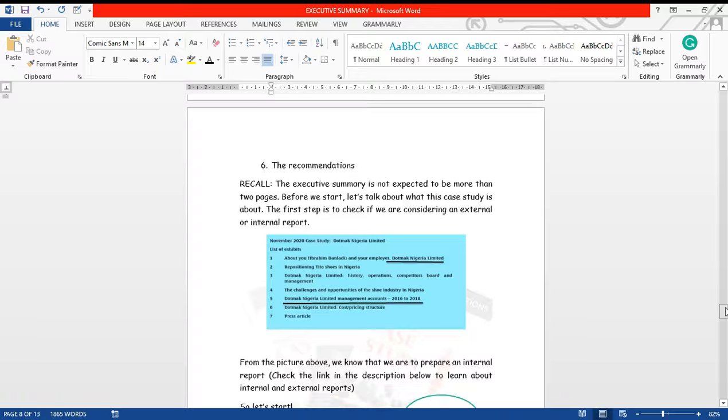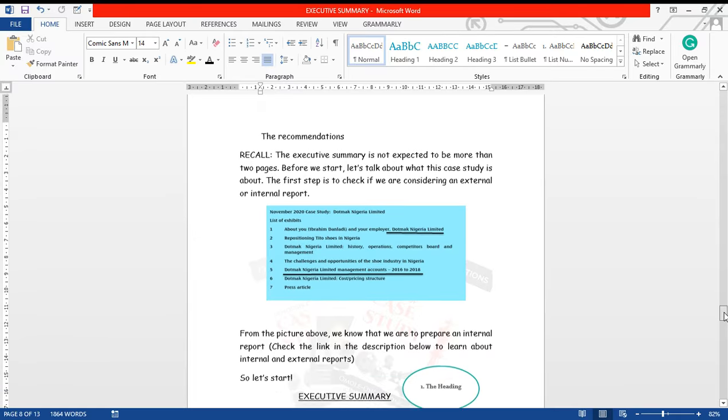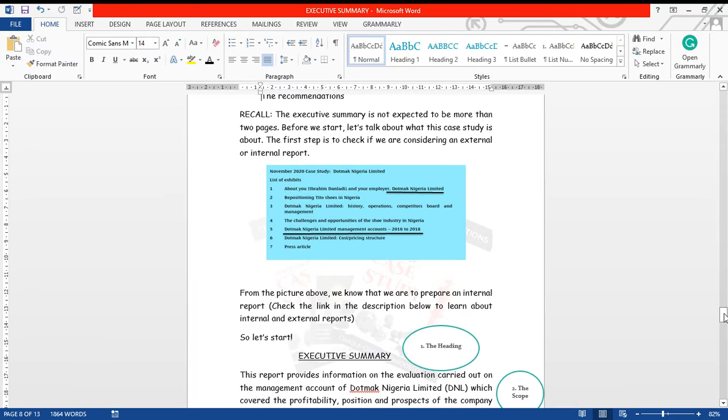So now let's go into it. And then you have your recommendation. Do not forget that as well. Now, although I've let the cat out of the bag again, I should have asked, but then it's fine. Since we have already passed this stage, we already know what internal and external reports are. So the executive summary is not expected to be more than 2 pages. Do you understand? It's not expected to be more than 2 pages.